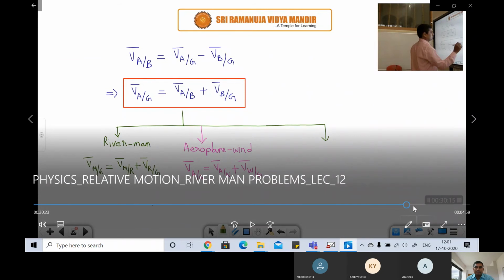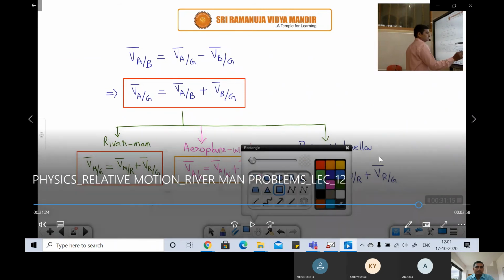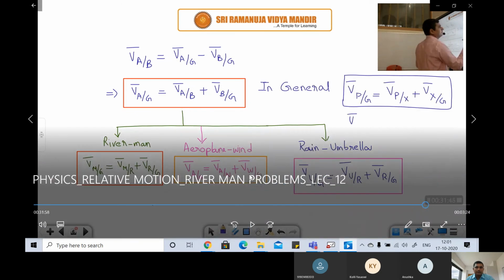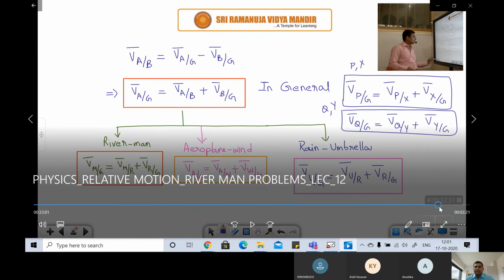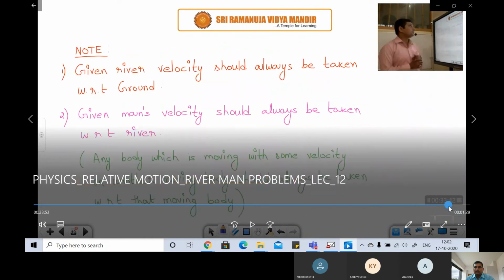Once you understand this river-man problem, velocity of man with respect to ground is equal to velocity of man with respect to river plus velocity of river with respect to ground. Same way, velocity of aeroplane with respect to wind. Same way, rain umbrella also. Velocity of umbrella with respect to ground is equal to velocity of umbrella with respect to rain plus velocity of rain with respect to ground. In general, we can always write like this: velocity of p with respect to ground equals velocity of p with respect to x plus velocity of x with respect to ground, where x is something like the river.